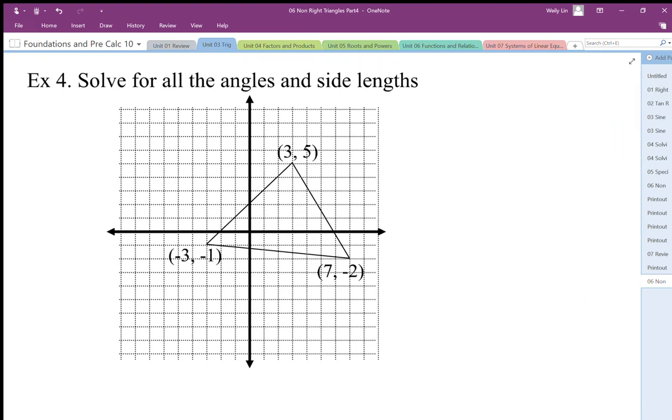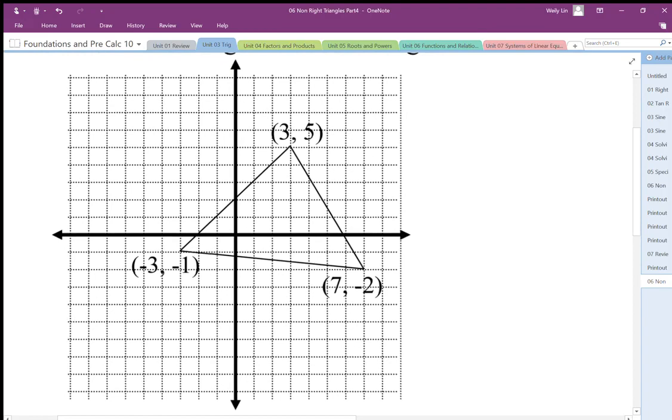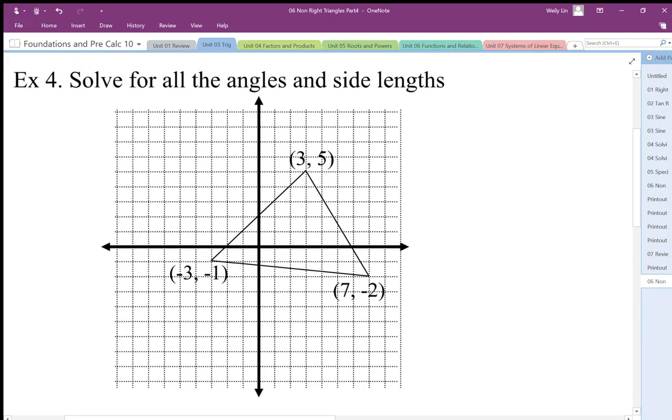We're going to solve for all the angles and side lengths of this triangle in a grid. And the nice thing about having a grid here is that we can make right triangles by using the grid lines. So I'm going to do it like this. So I've got my right triangle here, and we're going to do this slightly differently.